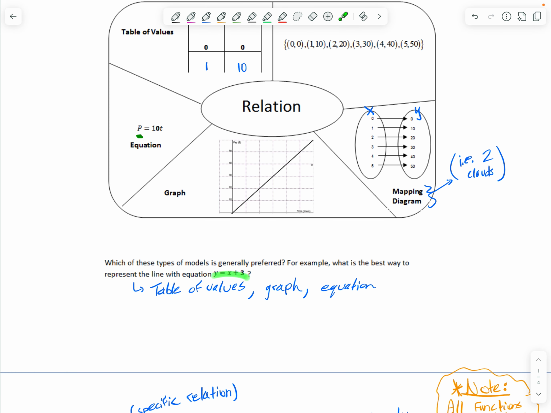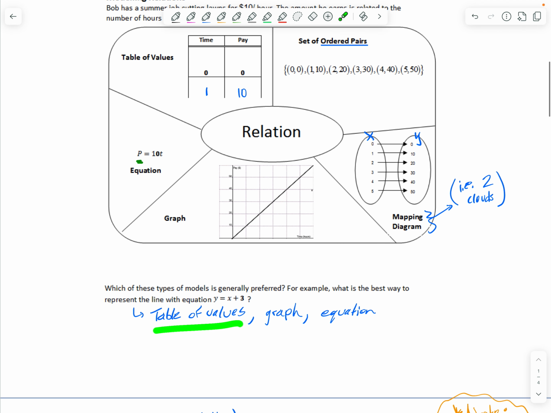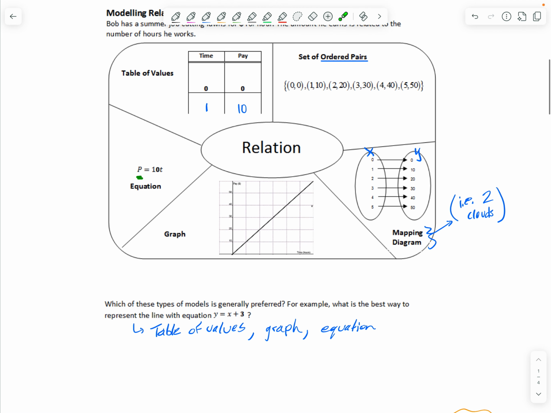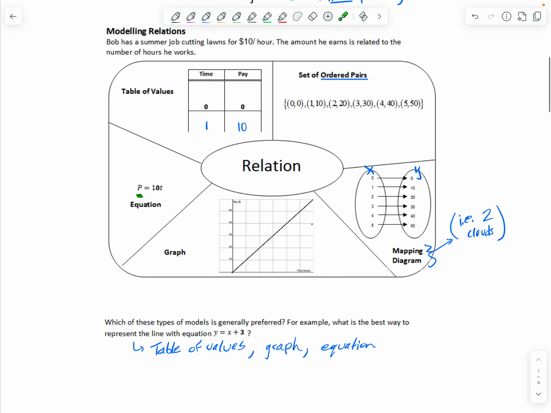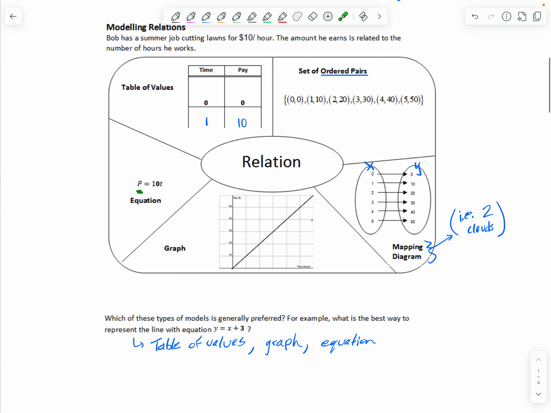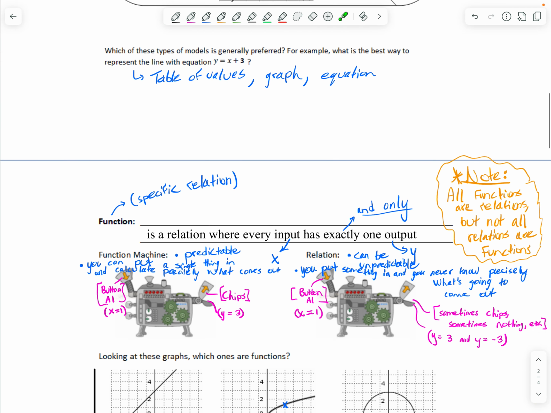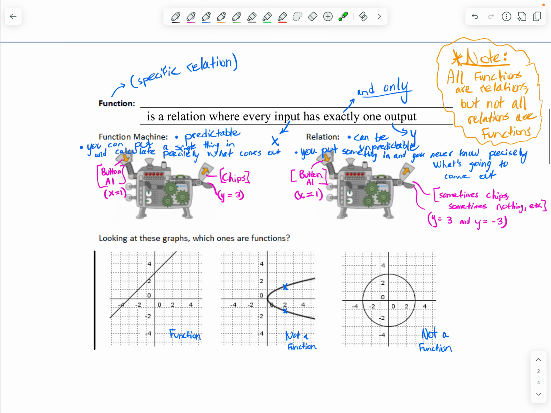if we're not given an equation, then by far, personally, I think the equation is one of the best models. But we can also say that tables of values and graphs are also very good models for representing any type of relation in general. Okay, now we get to defining what a function is.